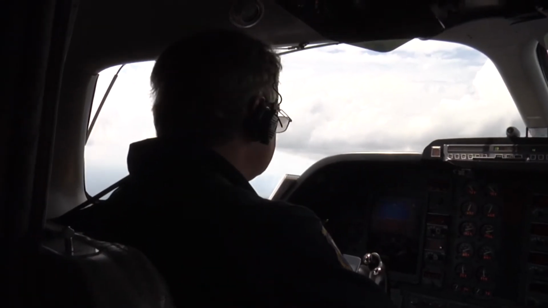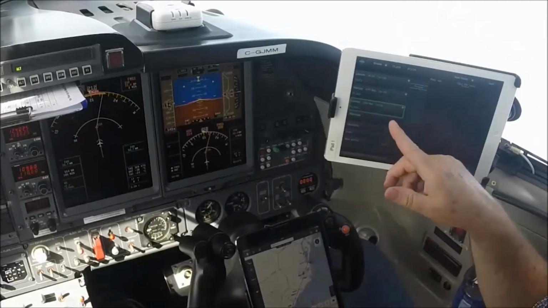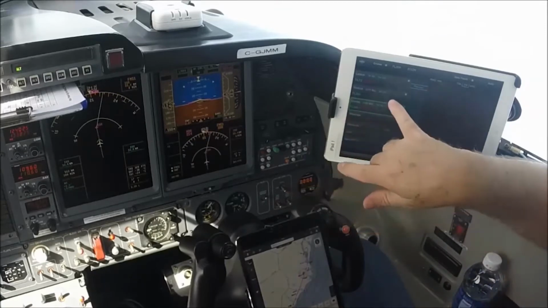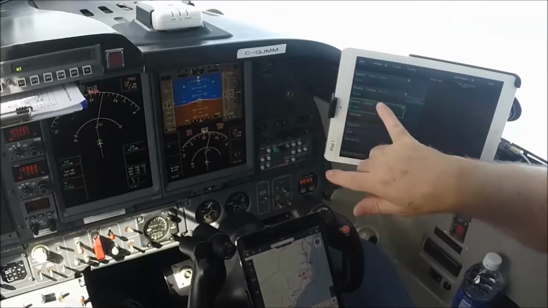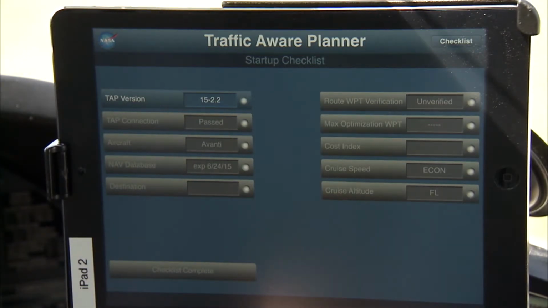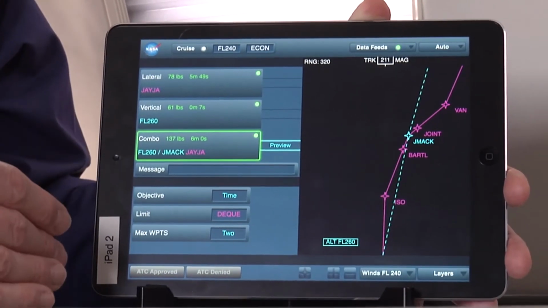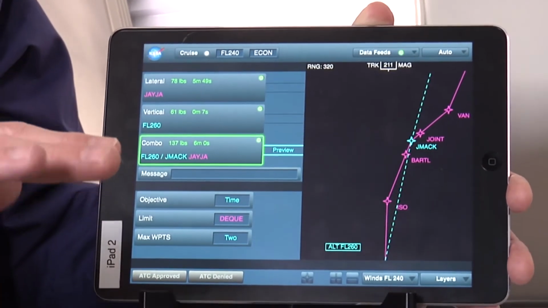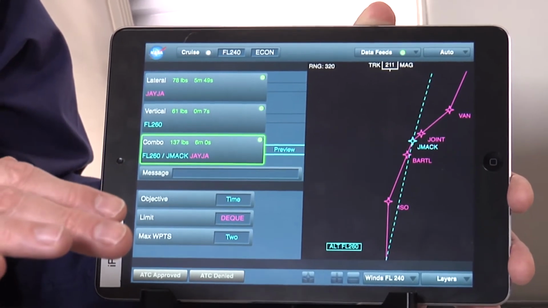TASAR is the concept of a pilot using a software tool in real time from the cockpit to help optimize their flight. At NASA, we have prototyped that tool, and we call it TAP, Traffic Aware Planner. So it's a piece of software that we've built here at NASA that has a very powerful and sophisticated route optimization capability designed to scan hundreds of different possible route changes and find the most efficient one and make that recommendation to the flight crew.